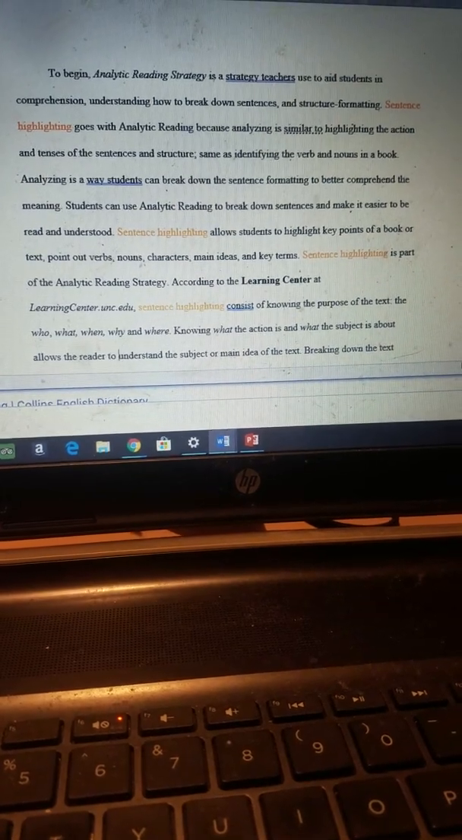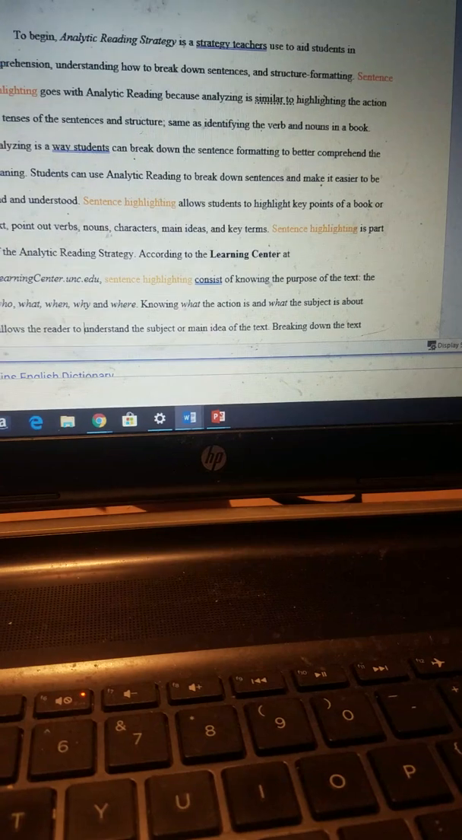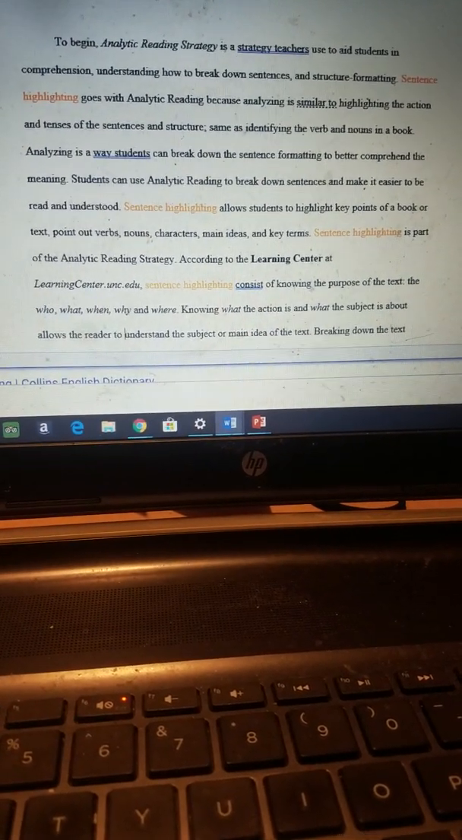Sentence highlighting allows students to highlight key points of a book, point out text, verbs, nouns, characters, main ideas, or key terms. Sentence highlighting is a part of the analytic reading strategy. According to the Learning Center at learningcenter.unc.edu, sentence highlighting consists of knowing the purpose of the text, the who, what, when, why, and where.